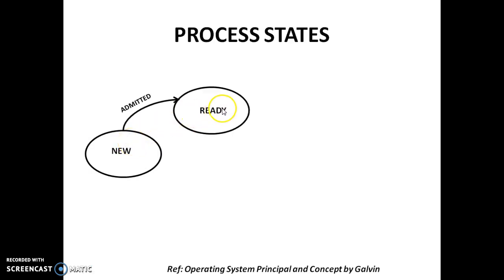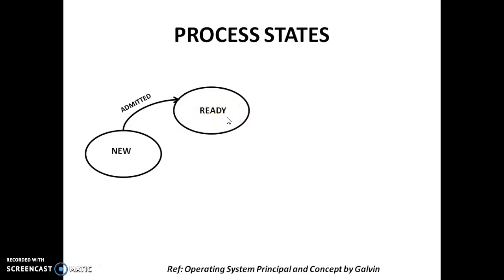In the ready state, whatever resources the process has requested, if all of them are available for execution, then the process moves to the next state. Otherwise, the process stays in the ready state for a while. The ready state can hold multiple processes for execution, so it can be called the ready queue.